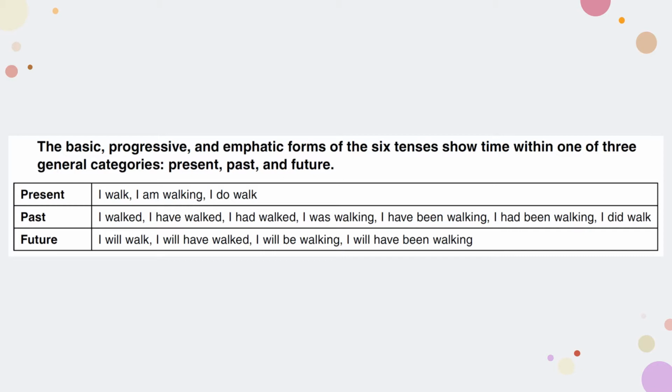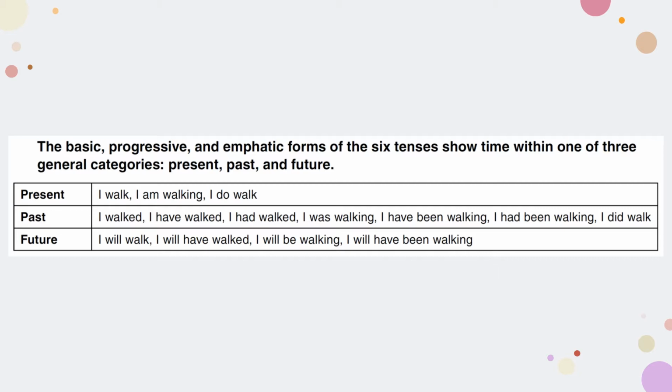Then we have the past. Also in the past we have I walked, which is simple past or past simple. Then we have I have walked. This is present perfect. Then we have I had walked. This is past perfect. Then we have I was walking. This is past continuous or past progressive. Then we have I have been walking. This is the present perfect continuous, also known as present perfect progressive.